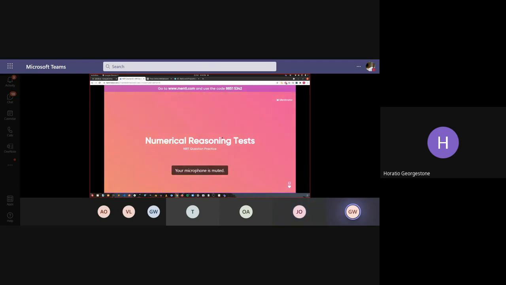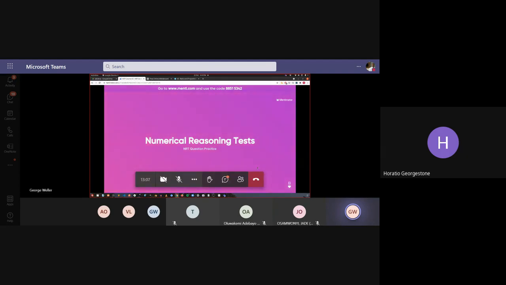Okay, so just to recap, go to menti.com, use this code, or just go to this link that I pasted in the chat. And once you're in, just click on the heart so I can see that you're in.